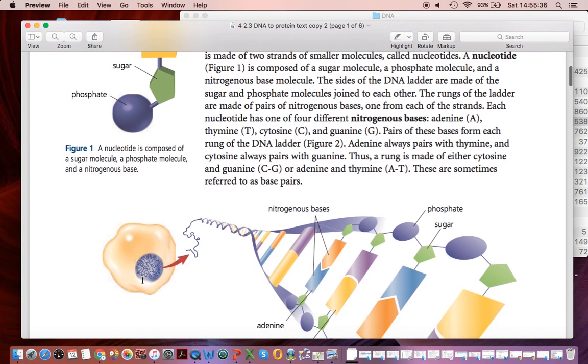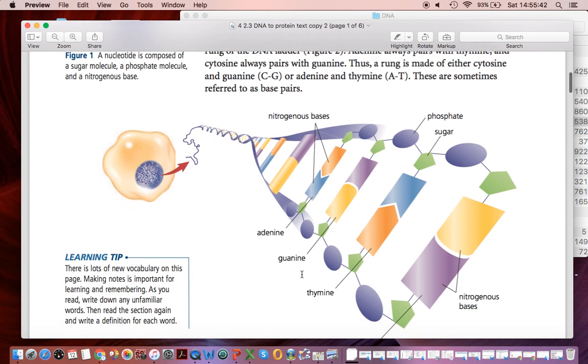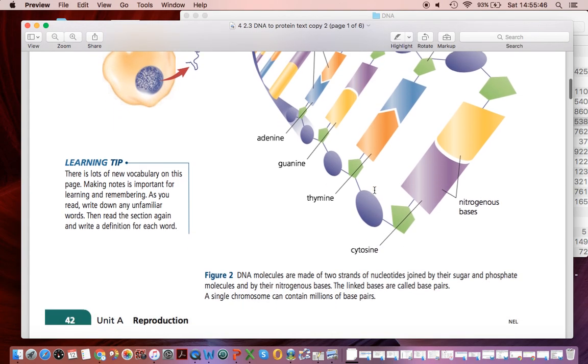So here's a cell, here's a nucleus, and we're just getting smaller and smaller. So we have chromosomes made of DNA, DNA is the double helix, and then we get into all the tiny parts of the DNA.